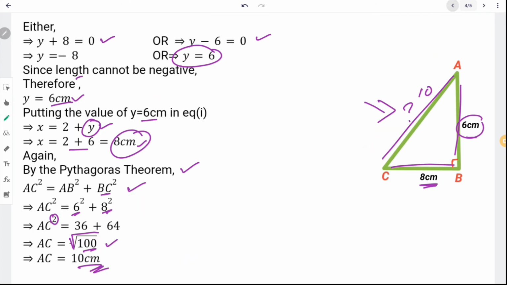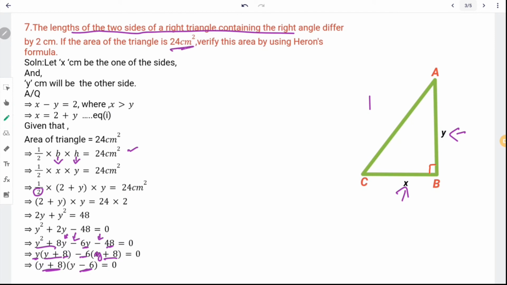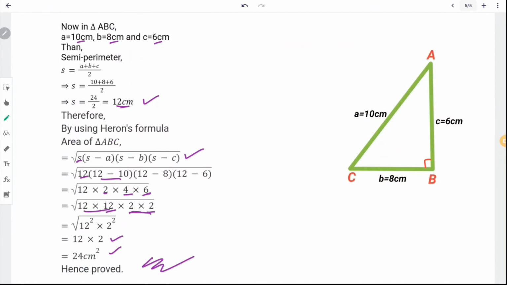So if we go back to the beginning, we're asked to prove once again that it is 24 centimeter square by using Heron's formula, and we already got it here that even by using Heron's formula we get the same area, 24 centimeter square.